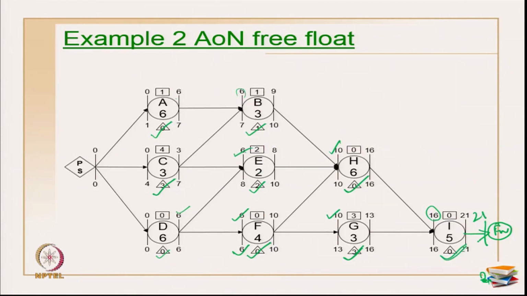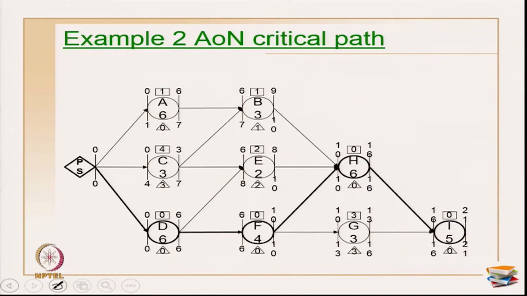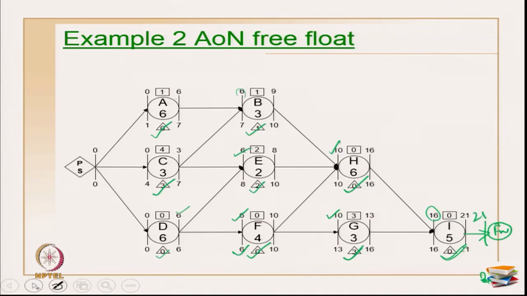That is how the free floats are calculated. If you look at the forward pass, total float and free float, the activities that are on the critical path will be on the critical path for the free float also. So, you will have 0 for activity D, 0 for activity F, 0 for activity H, and 0 for activity I. So, even with free float you can still find the critical path.